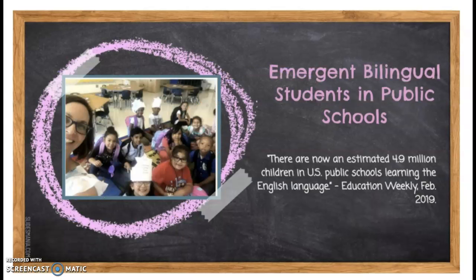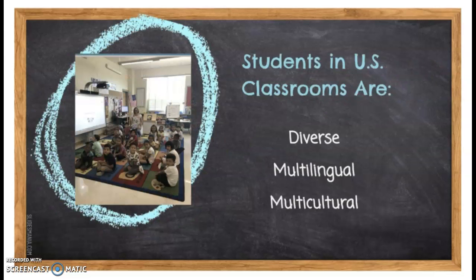The typical classroom in the United States is designed to serve monolingual students, but that is not representative of the children in our classrooms, and there are now an estimated 4.9 million children in the United States public schools learning the English language. Language objectives give students ownership of the grade level content. Ownership is access. Access is understanding.